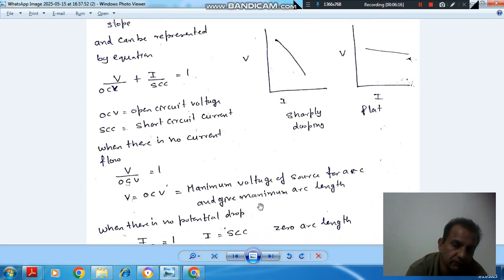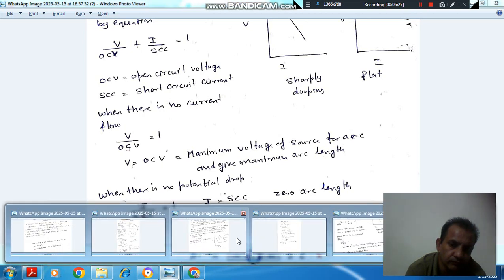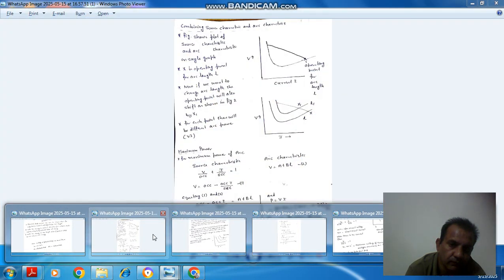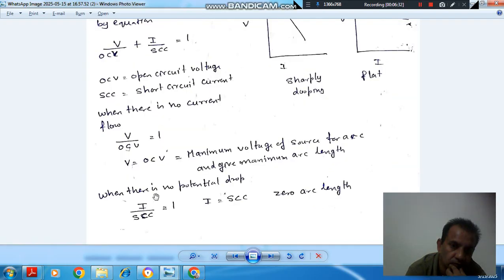And it gives maximum arc length because we have V is equal to A plus BL. If potential is 0, then I by SCC will be equal to 1, or the current will be the short circuit current. So this is for 0 arc length. So that is for maximum arc length, and this is for 0 arc length.